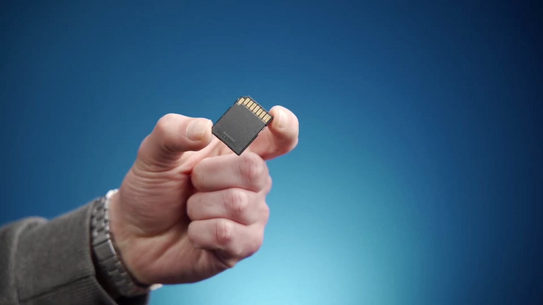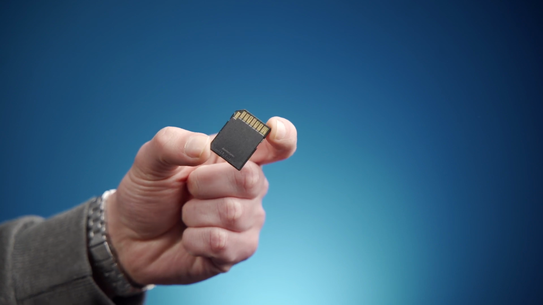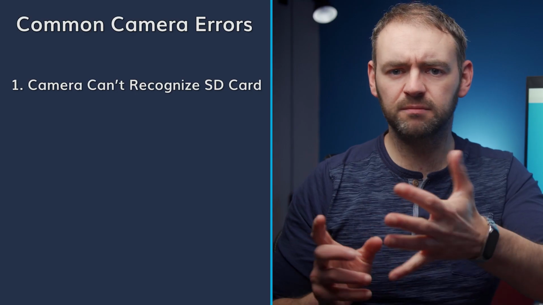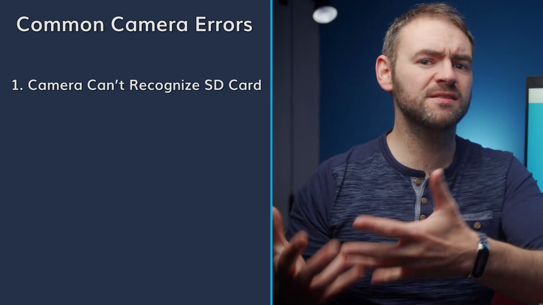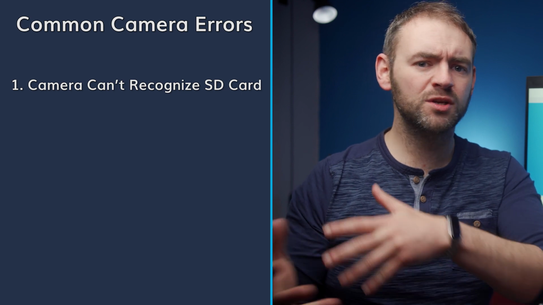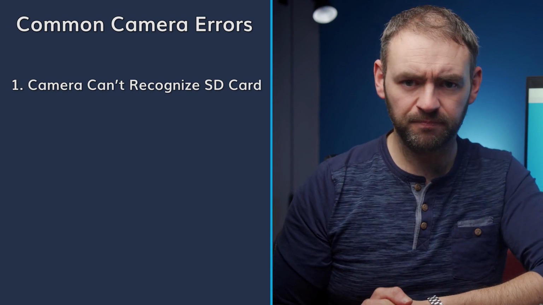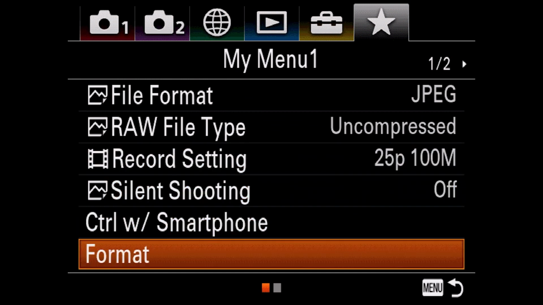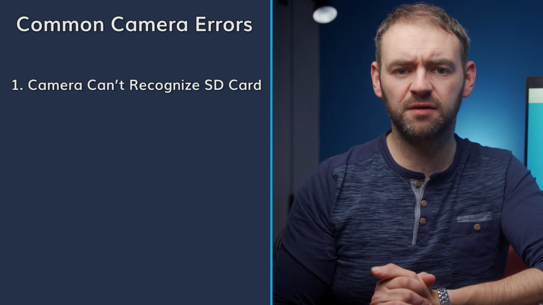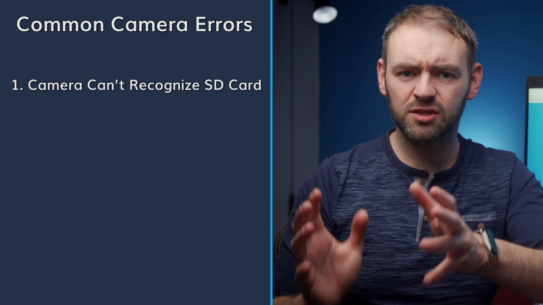Now, another reason why the camera might not be able to recognize the card is if it's corrupted. If you've recently used the card in a computer or a laptop, it might have picked up some sort of malware which may have damaged the file structure. In this case, you can either format the card or use a piece of file repair software to repair the SD card.